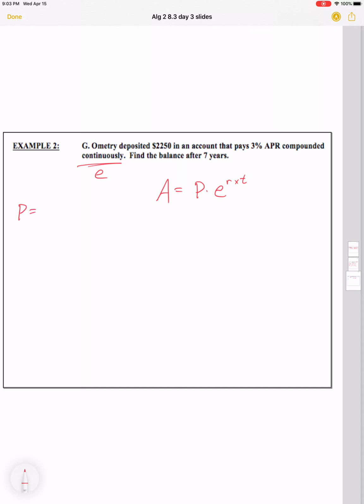Off to the side, we have P is $2,250. The rate is 3%, so it's 0.03. And this time, the time is 7 years. And we want to find out what is the balance. So we go in here. We don't know A, so we're going to plug in for everything else.